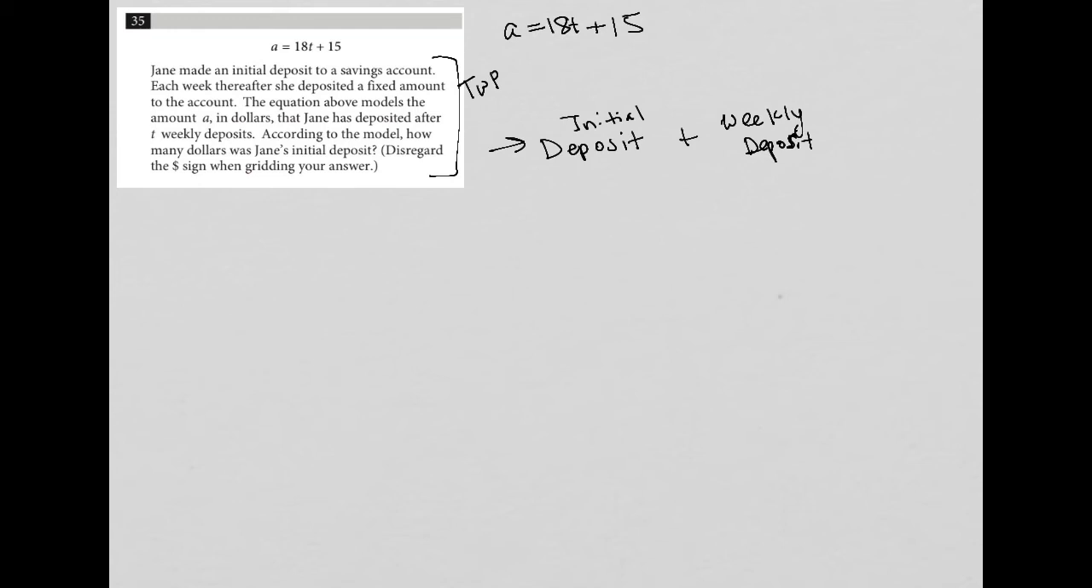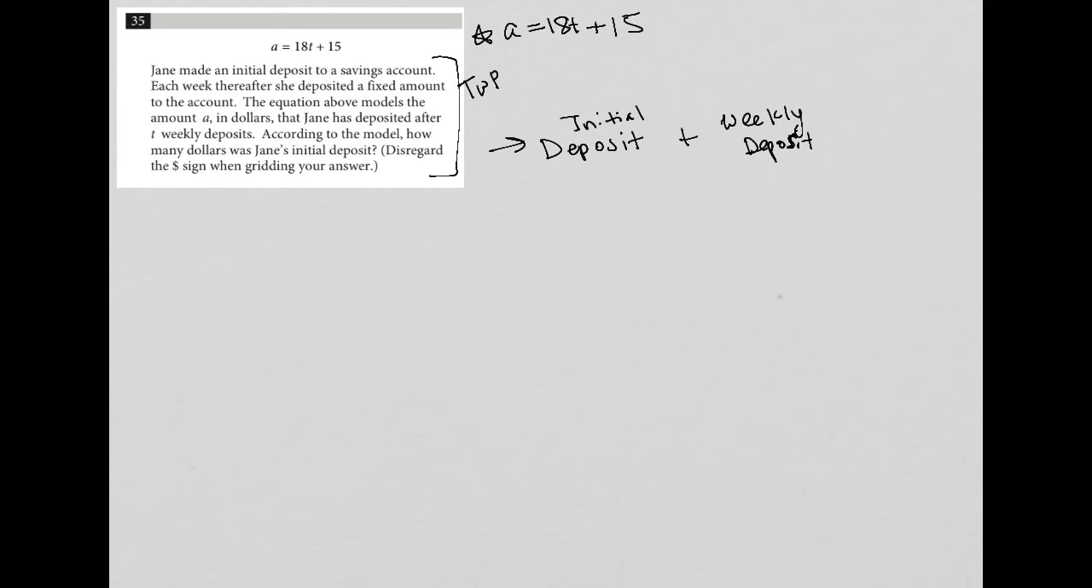The equation above models the amount A in dollars that Jane has deposited after T weekly deposits. Okay, so now I understand what this represents. According to the model, how many dollars was Jane's initial deposit? Disregard the dollar sign when gridding your answer.